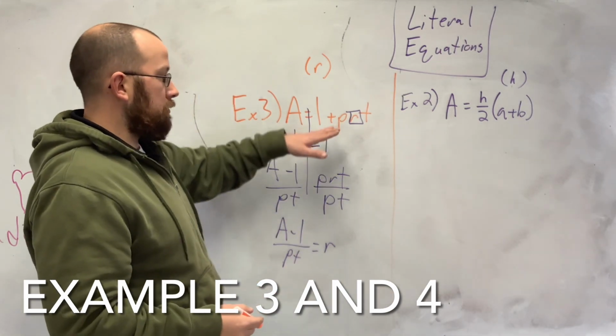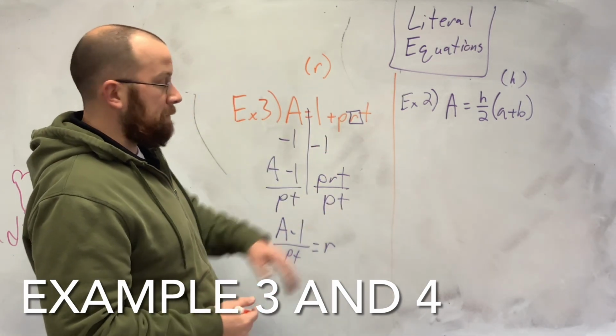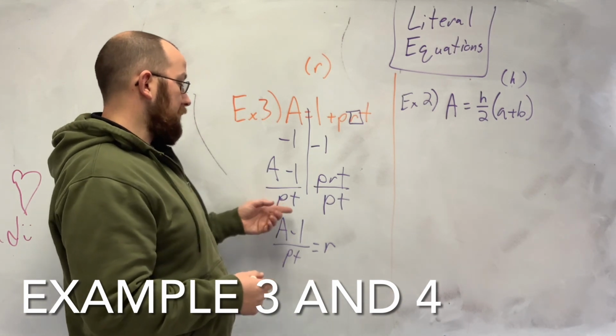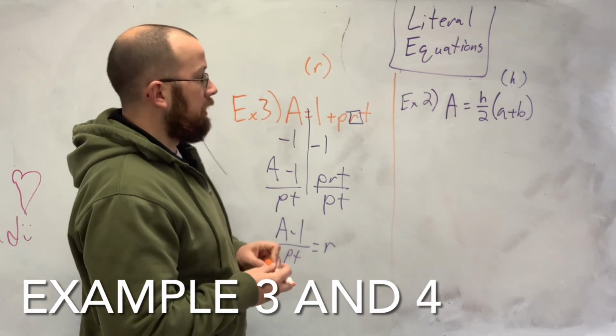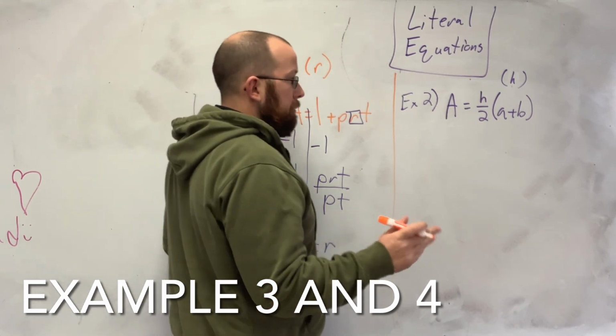Just make sure you're thinking. Get rid of them both at the same time, because a lot of times I'll get p, they'll divide by p, and they'll divide by t, and they won't know what to do. Right. This one over here is a little bit more tricky.